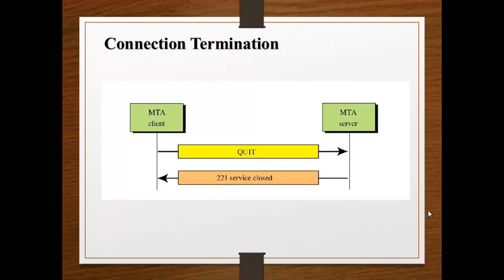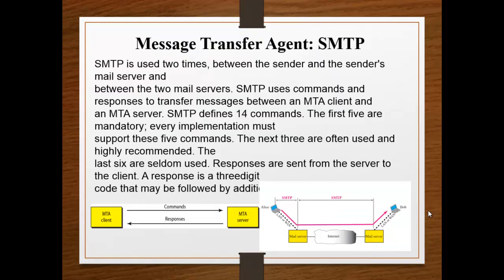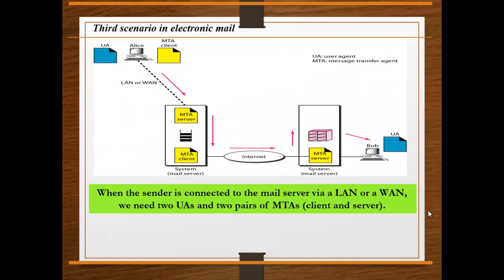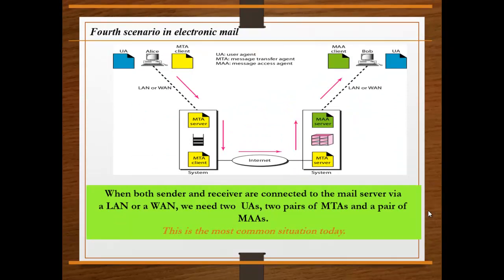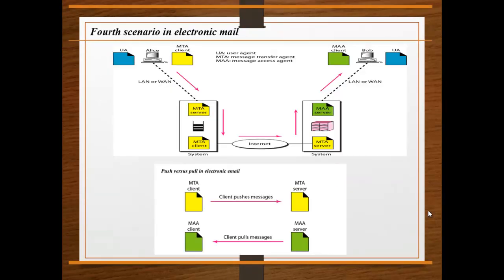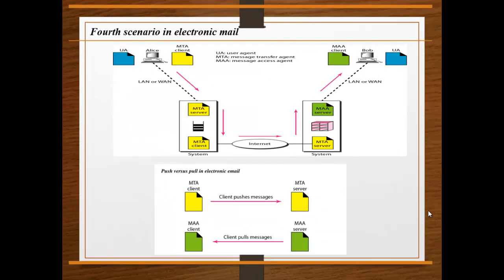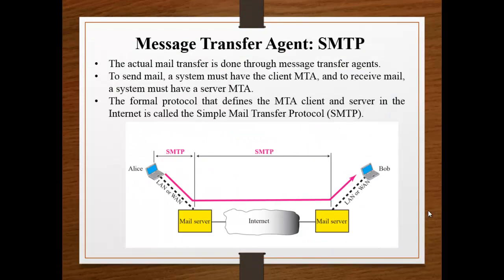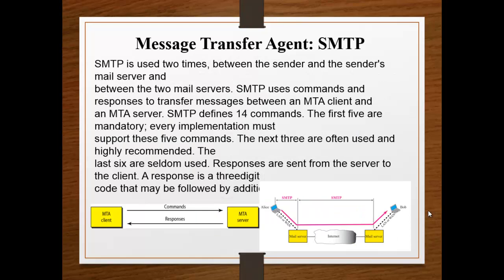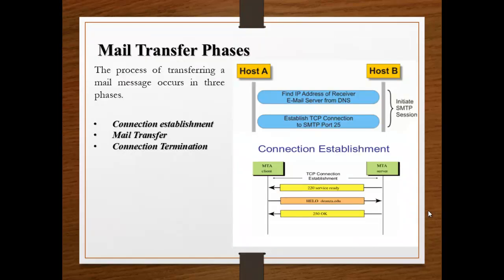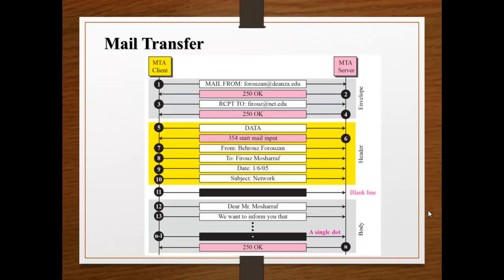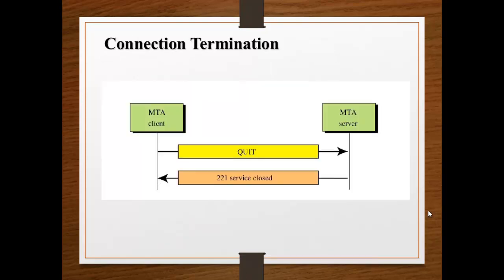So right now you need to know what the different architectures of the electronic mail system are and what the difference is between one and the other architecture. In the present internet, we are using the fourth scenario. And then you need to know the message transfer agent SMTP: what SMTP is, how SMTP is implemented, what the commands and responses are, and what the different phases of a mail transfer are, and you need to explain the different phases with the corresponding commands and responses. So this is under your SMTP.